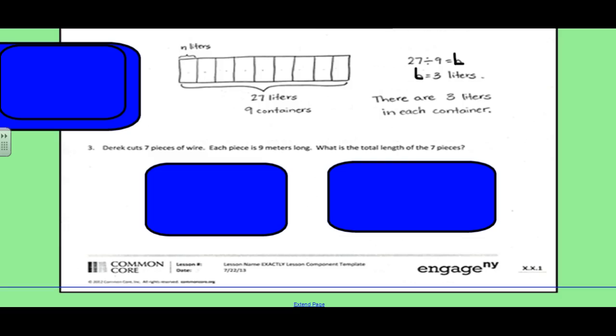Number 3, Derek cuts 7 pieces of wire. Each piece is 9 meters long. What is the total length of 7 pieces? So they told us how many pieces of wire, and they told us how long each piece of wire was. We're looking for the total length. So notice right here, that is the total length that we're looking for. So you've got to ask yourself, are we multiplying or are we dividing in this equation?